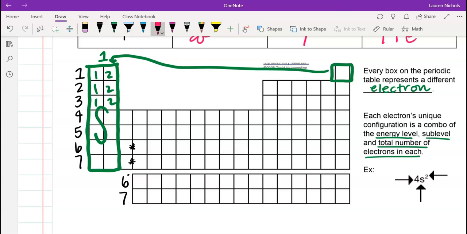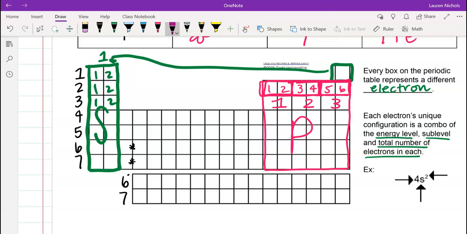But the p sublevel is represented by these boxes over here. So these are all the p sublevel, and you can see that there's 1, 2, 3, 4, 5, 6 boxes, or 6 electrons. If you divide that by 2, the first 2 would be 1 orbital, these 2 are an orbital, and the 2 at the end are an orbital. So we have 1, 2, 3 orbitals in the p sublevel, or 3 groups of 2, and 6 total electrons.